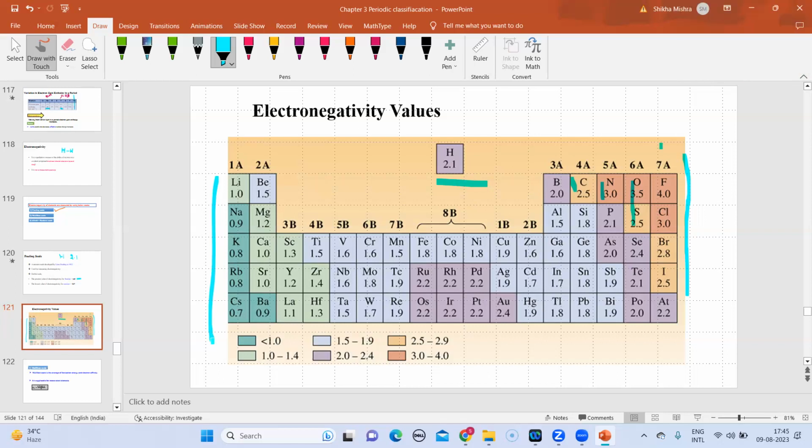Okay. Now, have any of you noticed that the electronegativity of nitrogen as well as of chlorine, both are assigned the value of 3? Why? And if I have to choose which is more electronegative, then which one will I choose? Please note down the question. Which is more electronegative, nitrogen or chlorine?